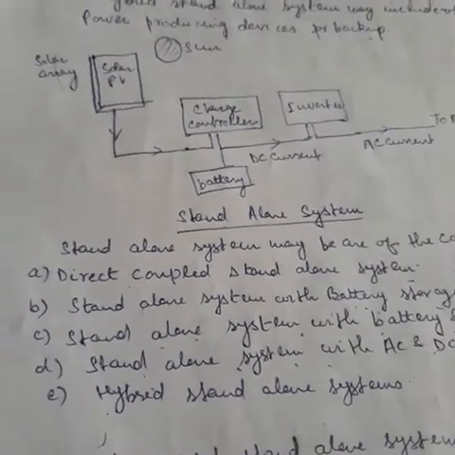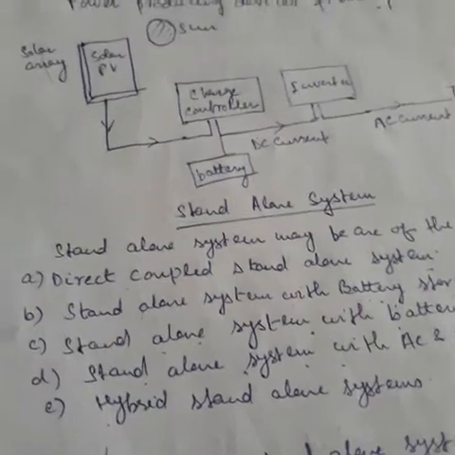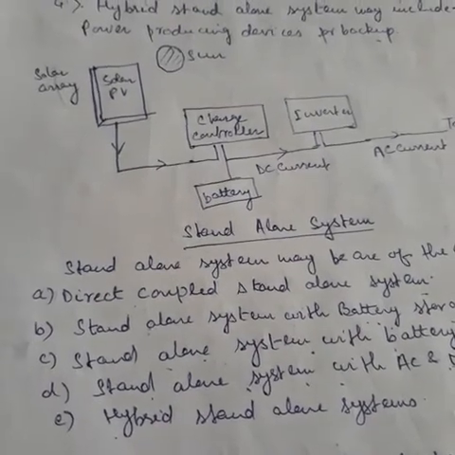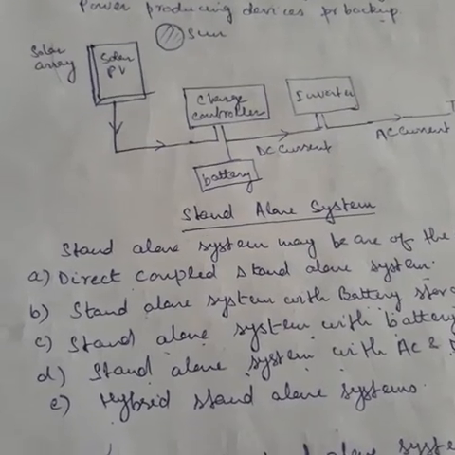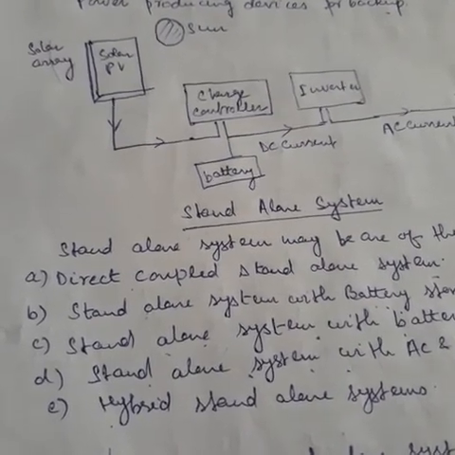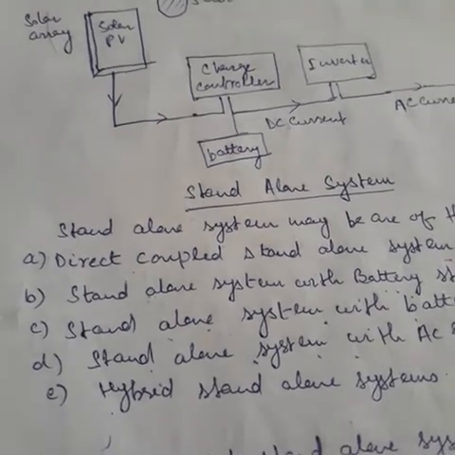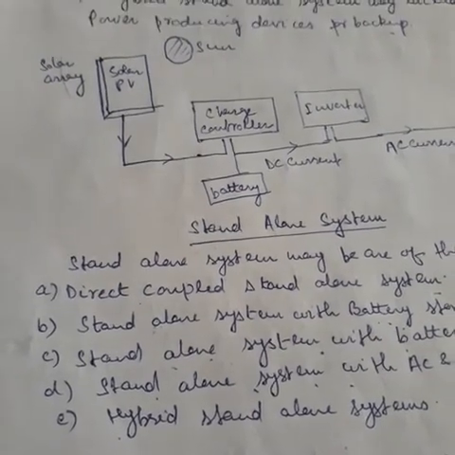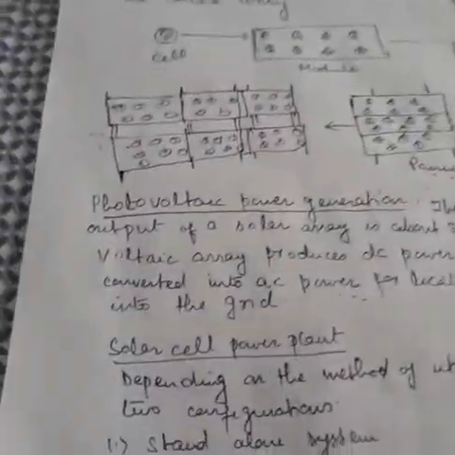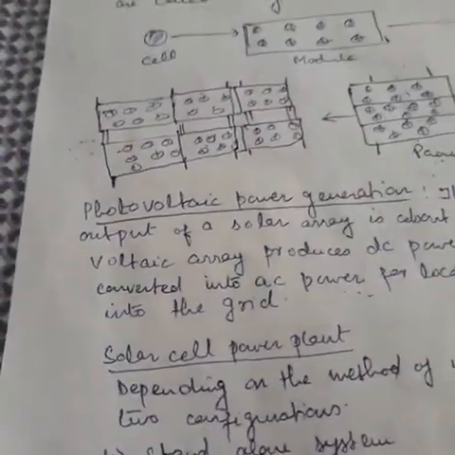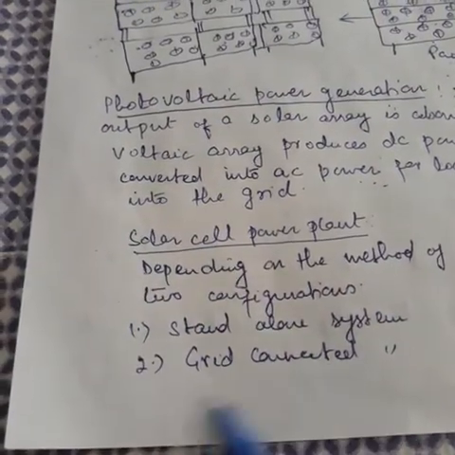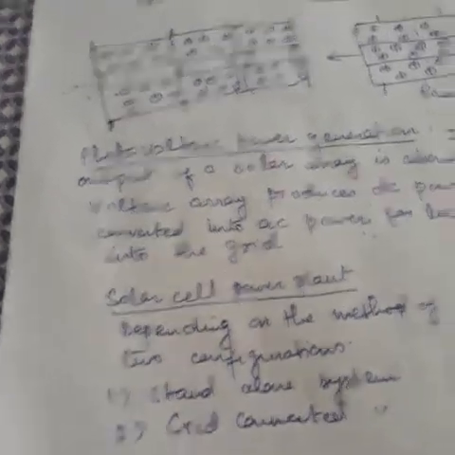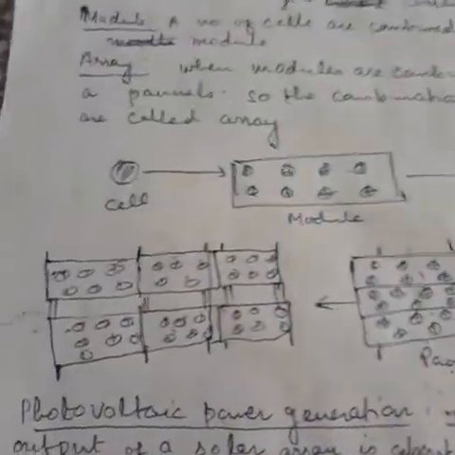The hybrid standalone system is a very important form to produce more power from solar energy, and this is used to supply power to engines as well as turbines. So in this video we discussed the different types of standalone system, and this is the solar power plant. These are the types of standalone system, and in the next video we will discuss how the grid connection system works. Okay, thank you.